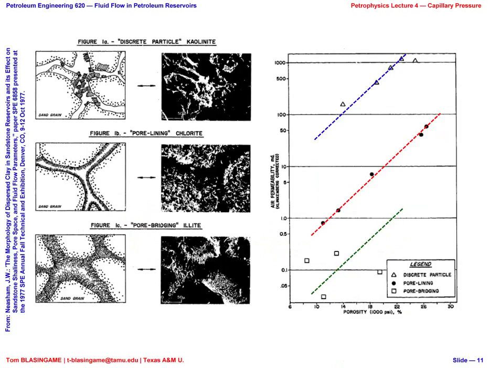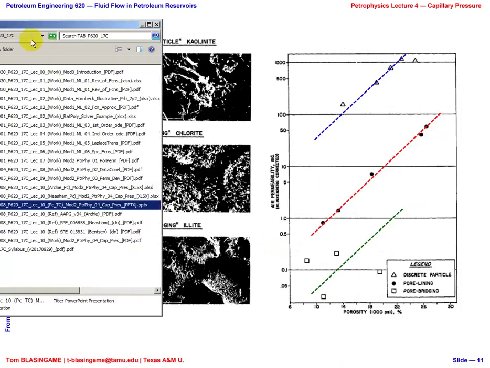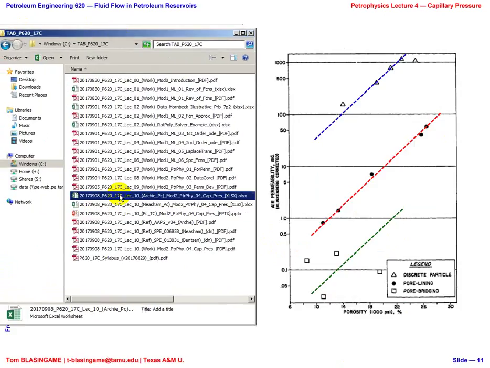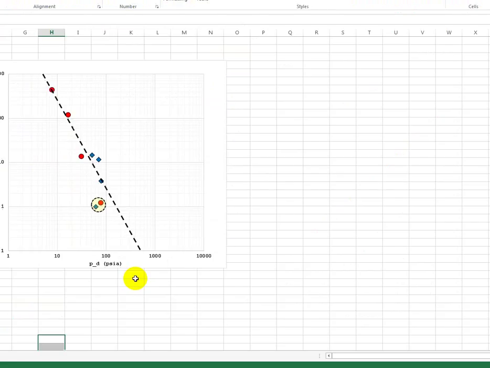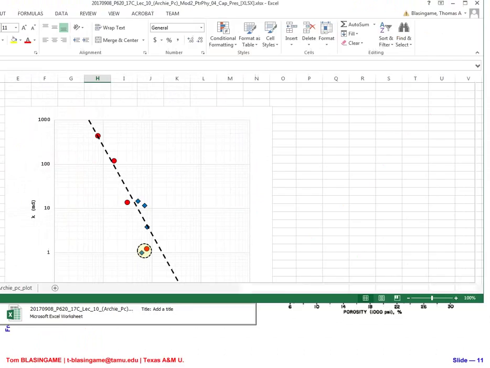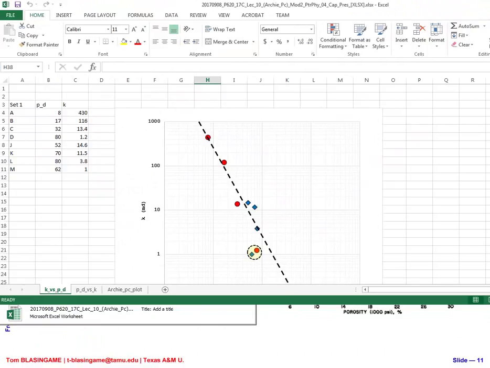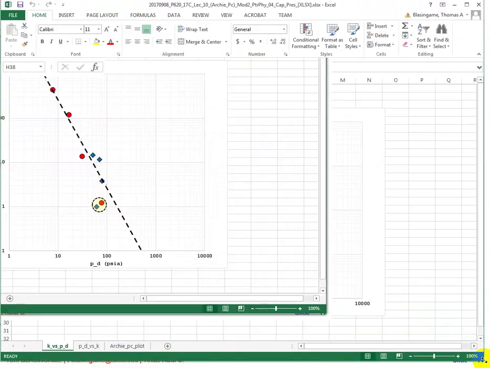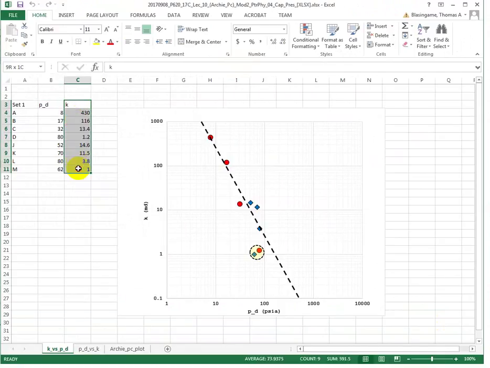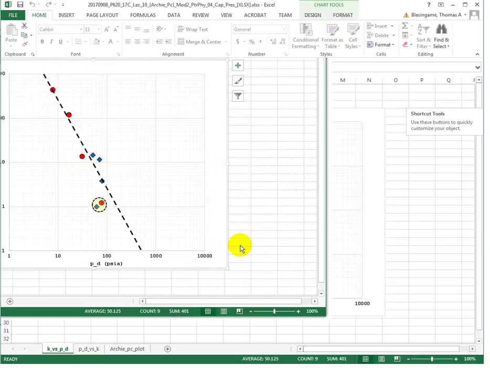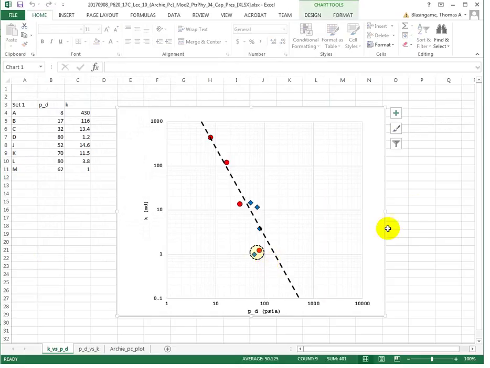Okay. So if we go back to the notes and I bring up the Excel files, there was some data in Archie. And this shows Archie's correlation of permeability on the y-axis and displacement pressure on the x-axis. And you can see there's a couple of outlying points here, but that's okay. Generally speaking, there's a trend.